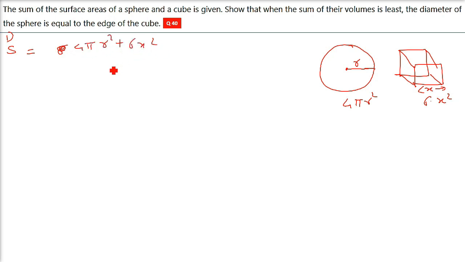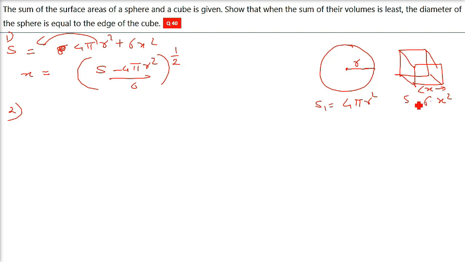You just add them. Now find out the x here, because as I said, there has to be a certain relationship that is to be made, which we are going to utilize later. So x is equal to (s minus 4 pi r square) by 6, to the power half, or under root of this. The second thing is the volume. The sum of their volumes is least. I told you about the surface area. Let us talk about the volume. You can call it V1, V2. V1 corresponds to the sphere, V2 corresponds to the other figure.